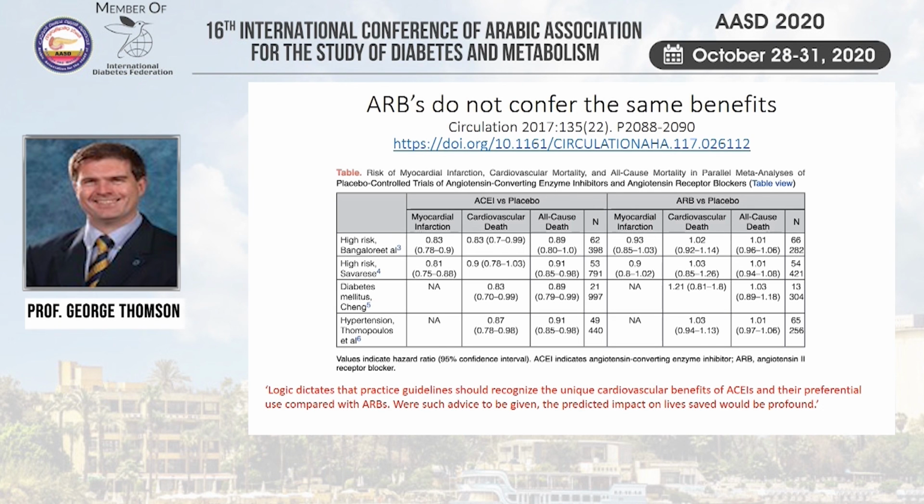The authors of this paper therefore concluded that logic dictates that practice guidelines should recognise the unique cardiovascular benefit of ACE inhibitor therapy and their preferential use in patients where RAAS blockade is appropriate compared with ARBs.